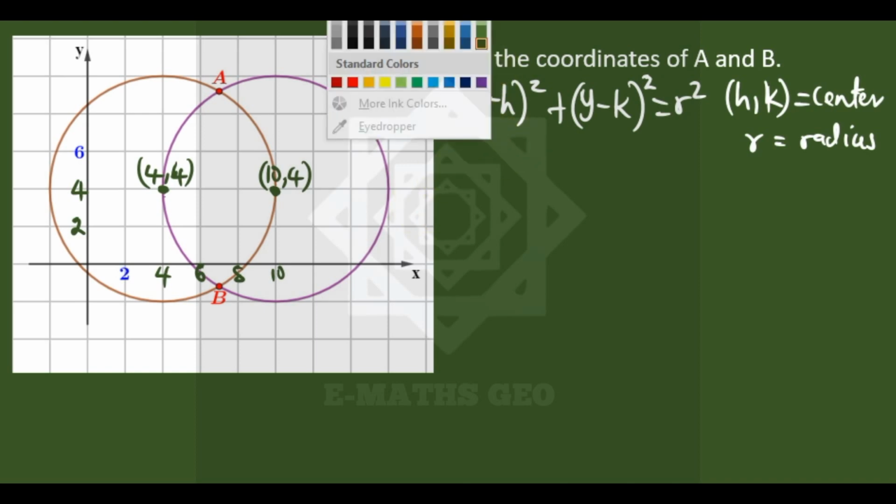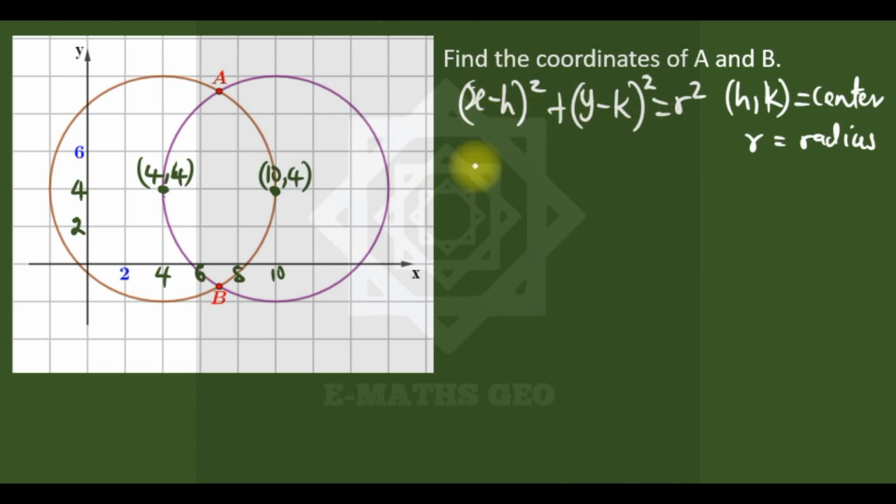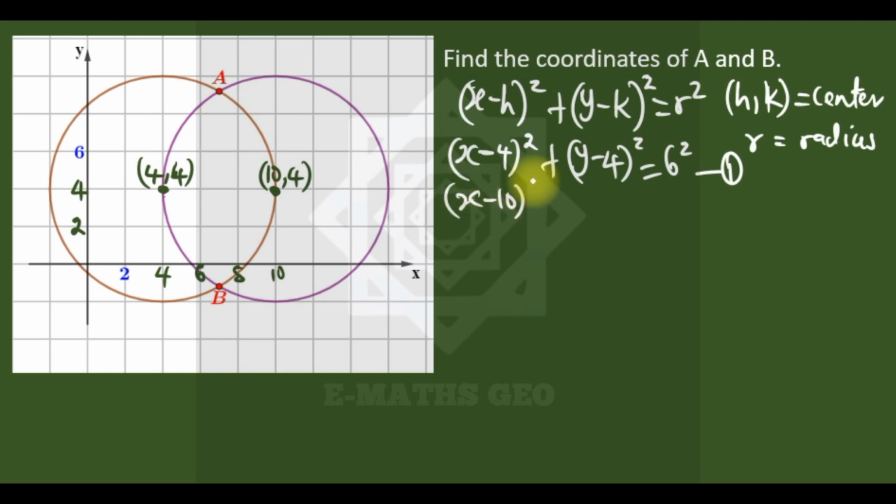So we now apply the general formula. For the first circle, we have (x minus 4) squared plus (y minus 4) squared equals 6 squared. Let's call it equation 1. For the second circle, (x minus 10) squared plus (y minus 4) squared equals 6 squared, equation 2.